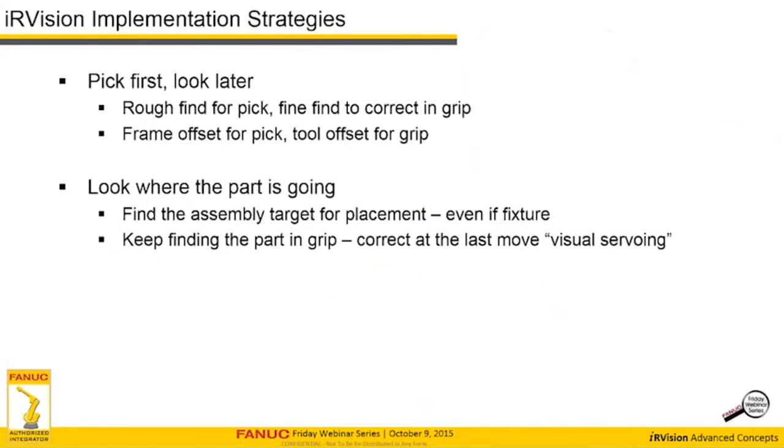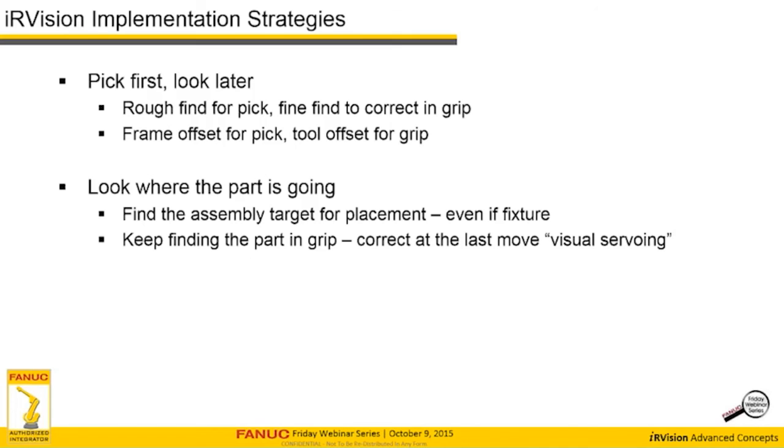Okay. Finally, a couple of little rules here for iRVision, and I've suggested these. First of all, we'll call it pick first, look later. That means do a rough find for the pick, get the part in grip, and then find the part correctly in the grip as it's being held. I don't need to say any more about that. Technically, what you'll be using is a fixed frame or a frame offset for the pick, and then apply a tool offset once that part is in grip and head it over to the placement position.